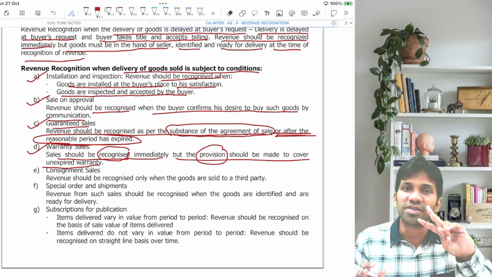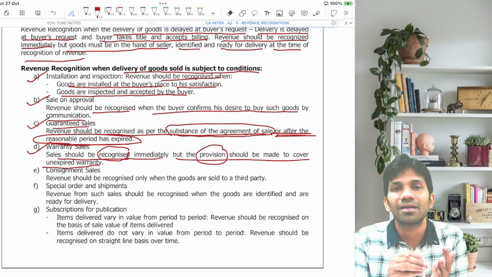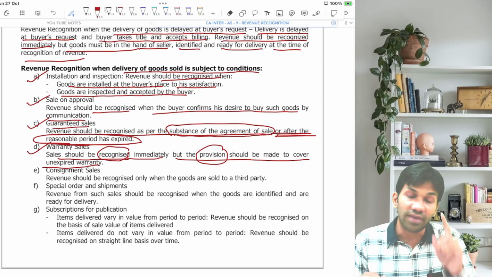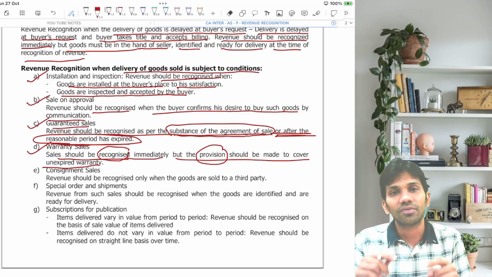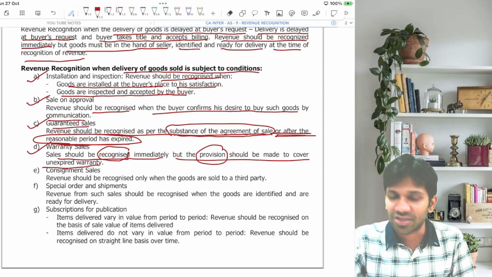So basically, what is the difference between warranty sales and guarantee sales? In case of warranty sales, I'll make good only the damages done and which are covered under the terms of contract. But in case of guarantee sales, the entire product will be replaced and the revenue should be recognized only after the reasonable time has expired.